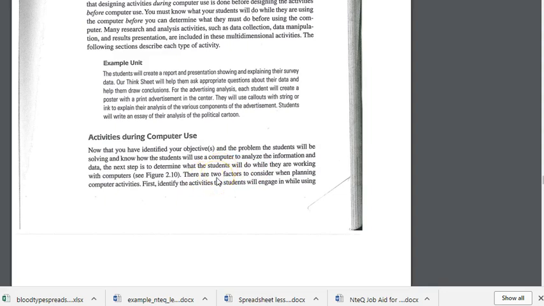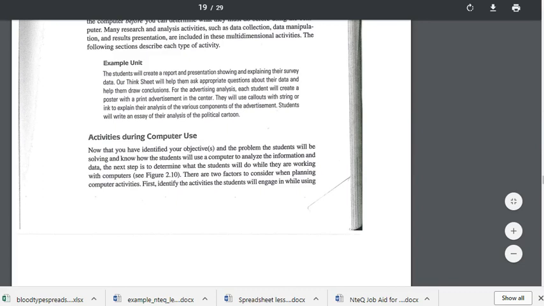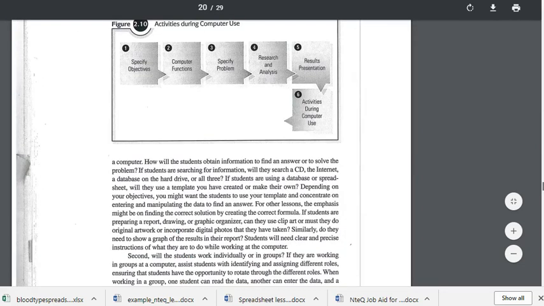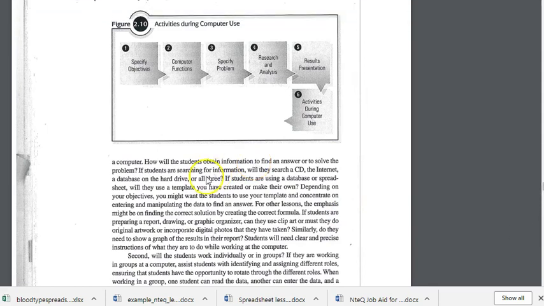So there are two factors that you need to consider. First, you need to identify the activities that the students will engage in while using the computers. And how will the students obtain information to find an answer to solve the problem? They're going to be searching for information. This is a little old. They're probably not going to be using a CD-ROM, but are they going to use the entire internet? Are they going to use specific databases, only the ones provided by the Arkansas Traveler Project? Will they have information specifically on the hard drive? Will it be all three?